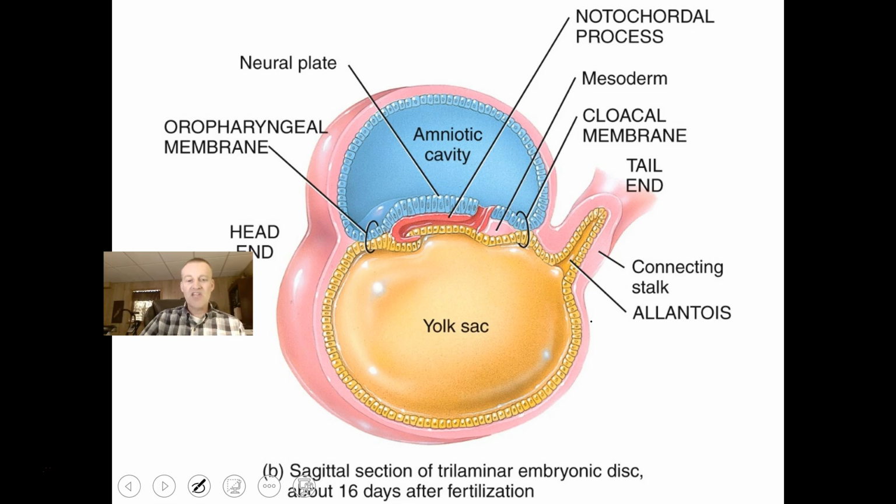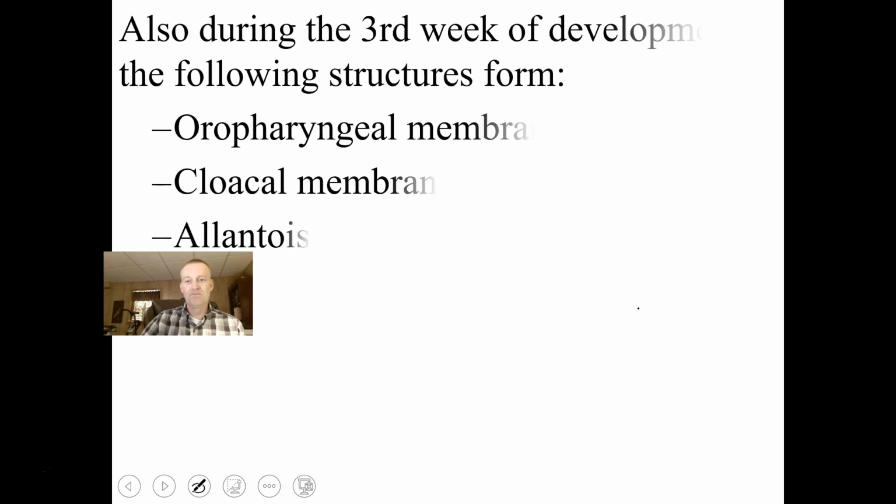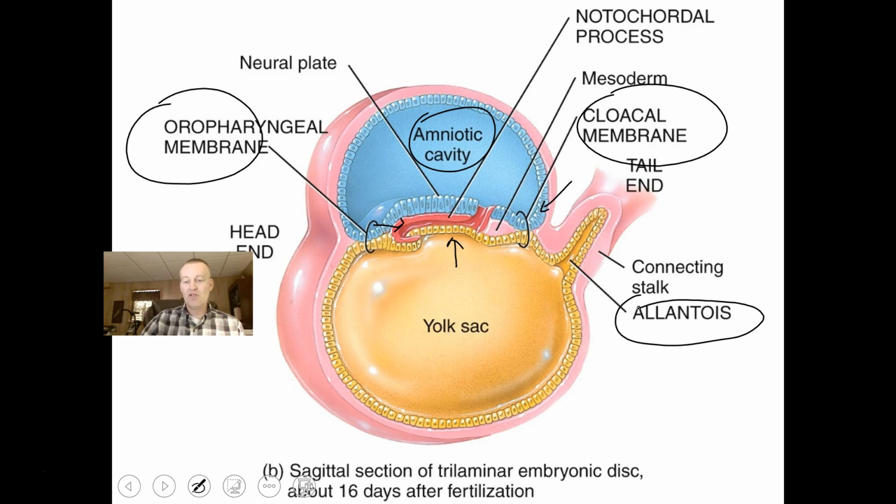This is a sagittal section through the trilaminar disc to show you the ectoderm, the mesoderm, and the endoderm. Amniotic cavity there, just to kind of show you orientation. Here's the head end down here, and here's the tail end down here. Here we have the allantois that's developed, which is an extra membrane that will store some waste products as the embryo is developing. And if you notice, there's a connecting stalk that's beginning to form as well.